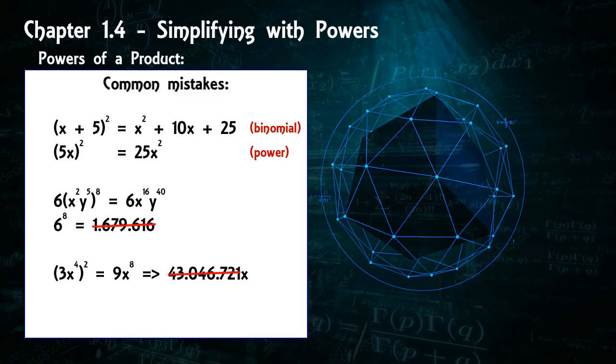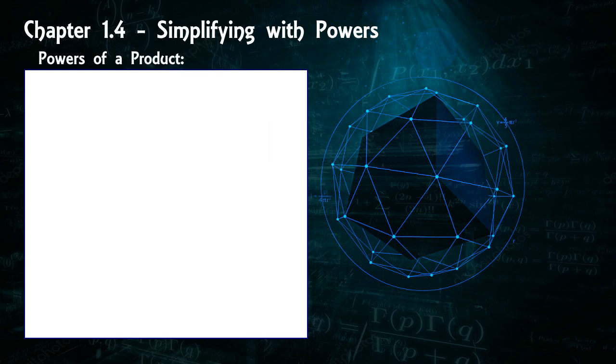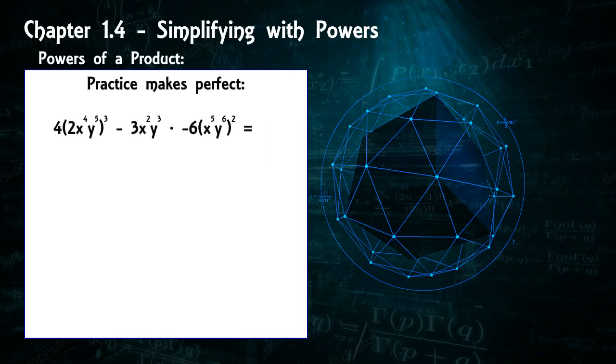Let's say we do one more exercise before we finish this episode. Let's simplify 4 times 2x to the power of 4 y to the power of 5 to the power of 3 minus 3x to the power of 2 y to the power of 3 times minus 6 x to the power of 5 y to the power of 6 to the power of 2. Pause the video if you want to give it a try and keep watching to see how I simplified this expression.